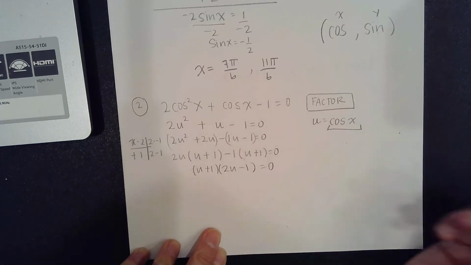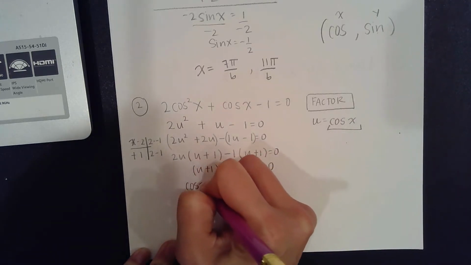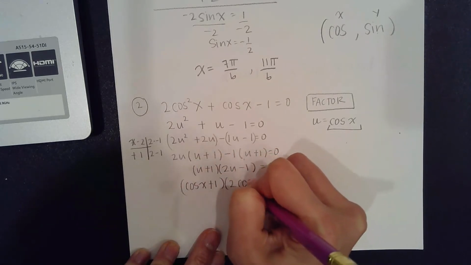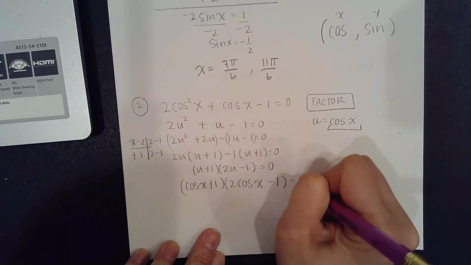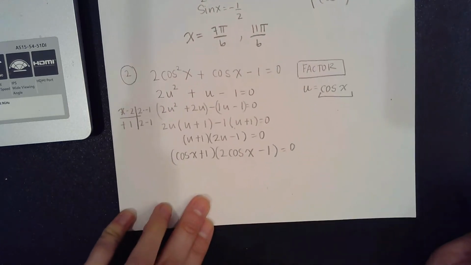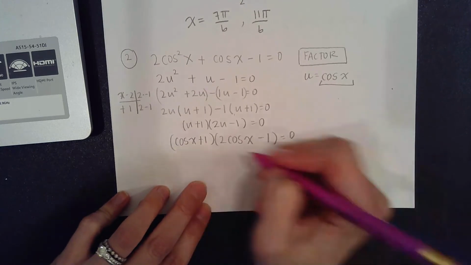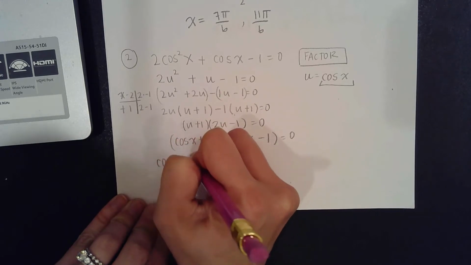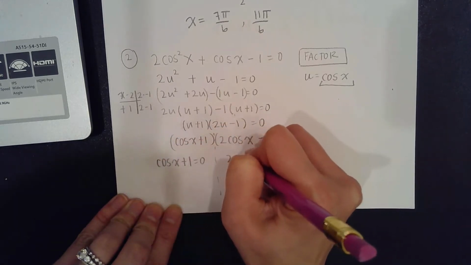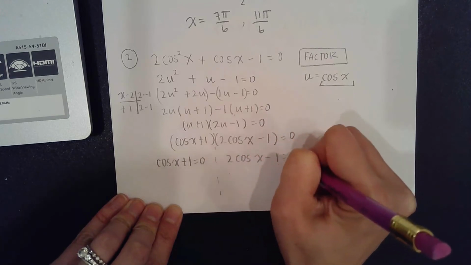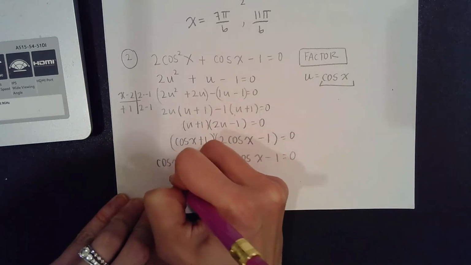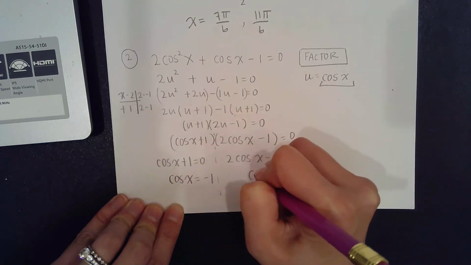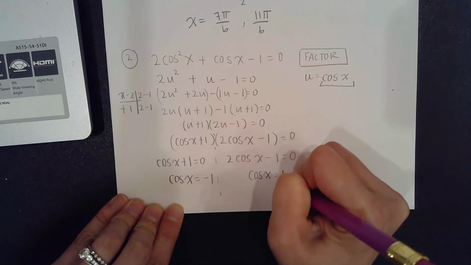But we let u be our cosine, so this is going to be cosine of x plus 1. And you don't have to do it with that substitution, just sometimes people can see it better that way. But if you want to keep it as trig functions in there, that's completely a-okay. And then we'll set each one of these factors equal to 0, just like we would if we were solving a trinomial. So then we would find where cosine of x is going to be equal to negative 1, and then where cosine of x is going to be equal to 1/2.